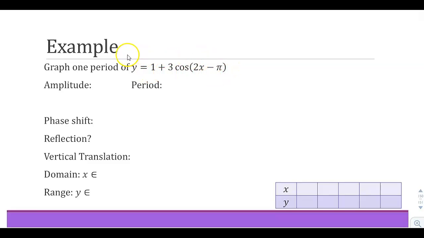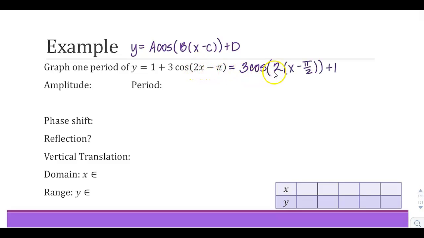So first we'll write the general form. We can see that it doesn't quite match up exactly, so we want to do a little bit of rewriting. We want to put the 1 in the back, so we add that value of d. And the inside of cosine has to be b times the quantity x minus c. So we're going to have to factor out a 2 here, and we get 3 cosine of 2 times the quantity x minus pi over 2, and then plus 1 in the back. If I distribute the 2 back in, I will get 2x minus pi. But now I can identify clearly my a, b, c, and d value.